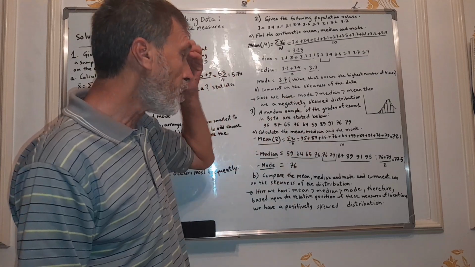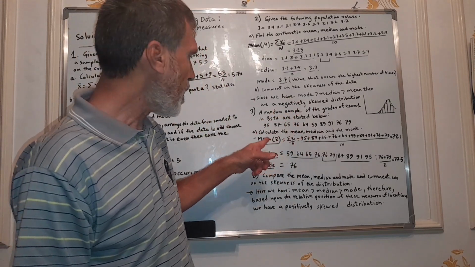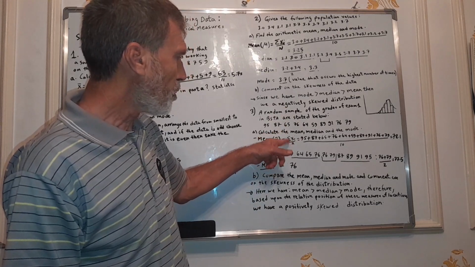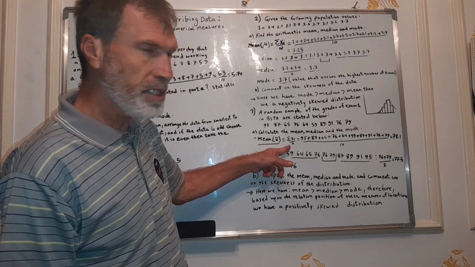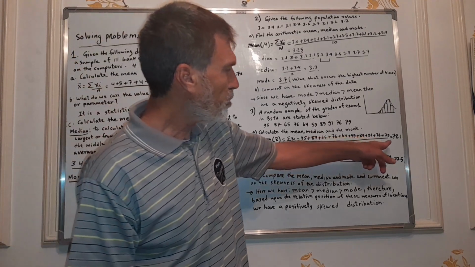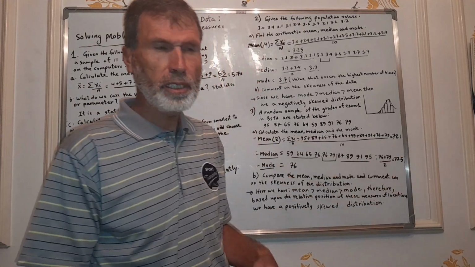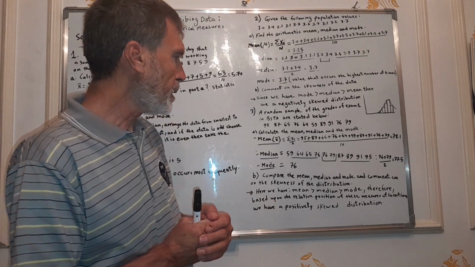Of course, for the mean, all we have to do, because we have a sample, we use X bar, okay? We sum all of those, okay? And then we divide by the number of observations in the data. And when we do that, we come up with 78.1, which is the mean of the sample, okay?